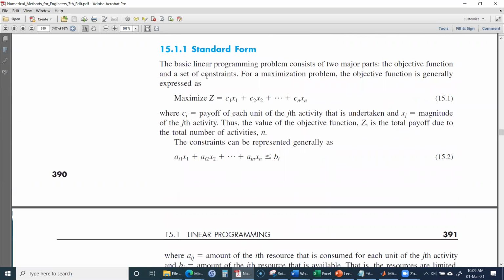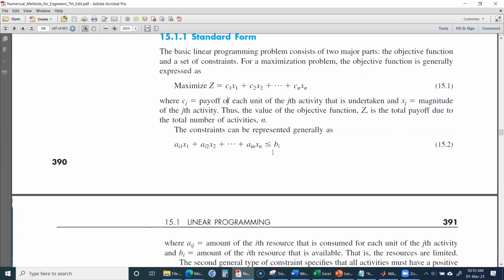So in very short, we can say that the standard form of the linear programming problem involves three conditions. First is the objective function. Z is called the objective function, which has to be maximized or minimized depending on the type of problem. And then there will be a set of constraints.